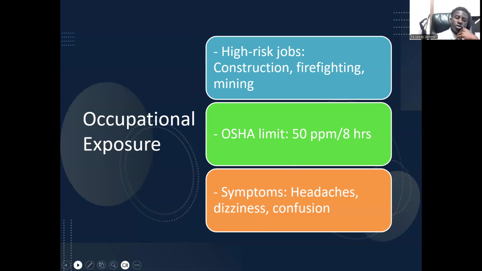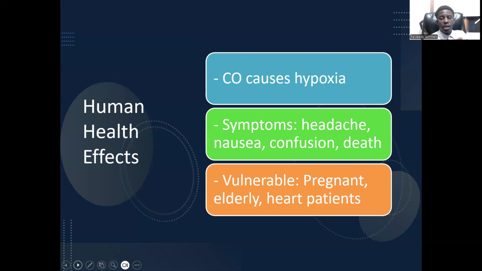Moving on to the impact of carbon monoxide on humans. It can cause hypoxia, which is definitely serious for the human respiratory system. And again, some of the symptoms, like I mentioned, are headache, nausea, confusion, and death.